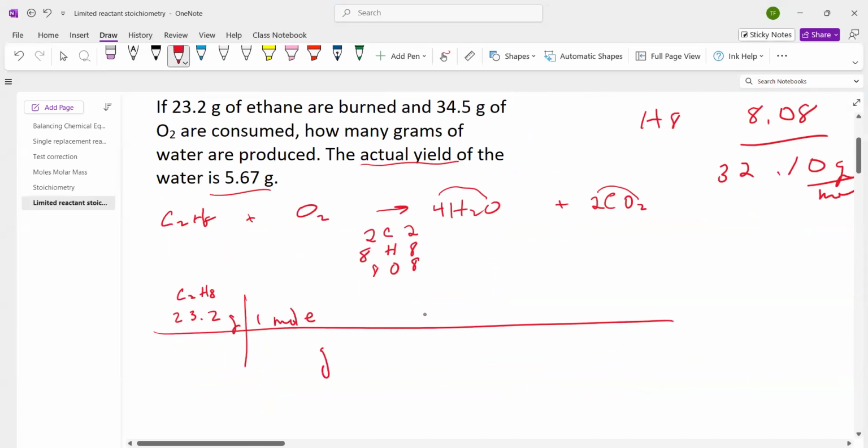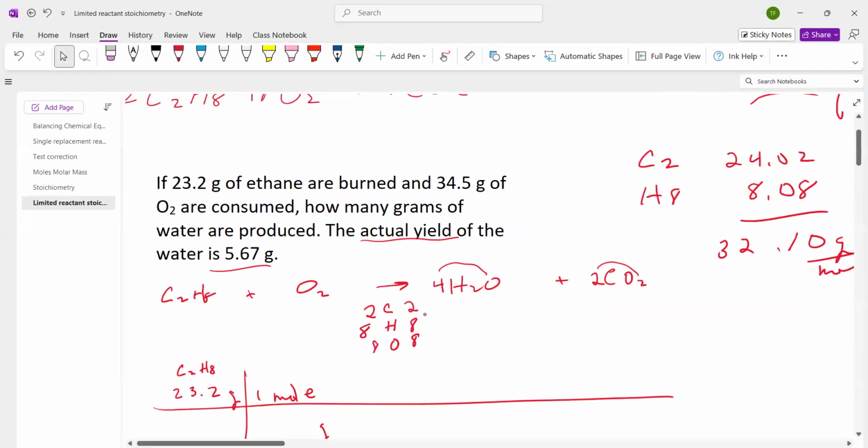we need to convert that 23 grams into moles of ethane. So the molar mass for ethane is, we have two carbons at 12.01 apiece, 6 hydrogens at 1.01 each. So that's 30.10 grams per mole. You ever know where those numbers came from? Periodic table that you're going to be given on the test.